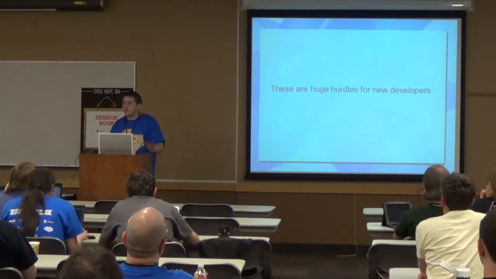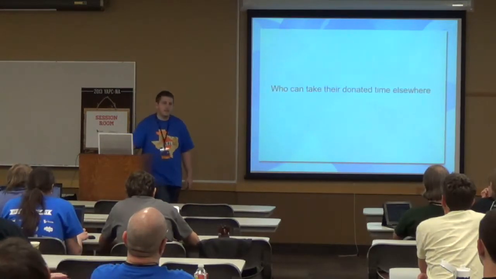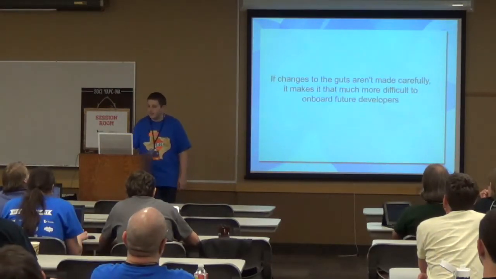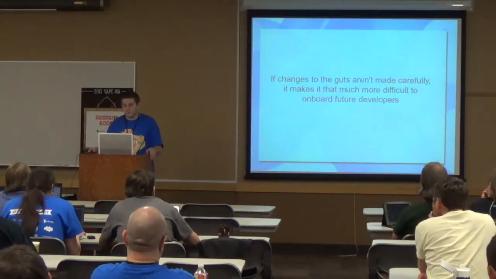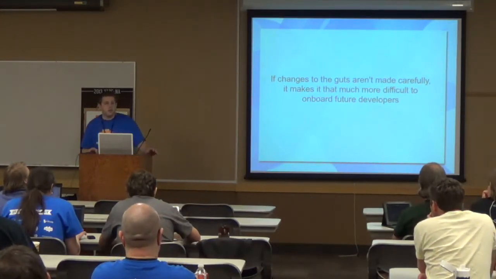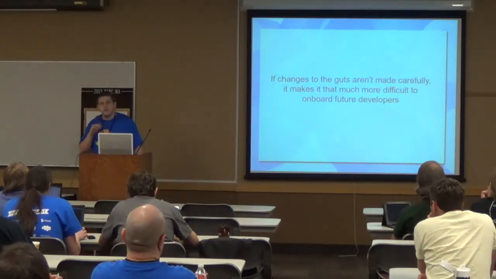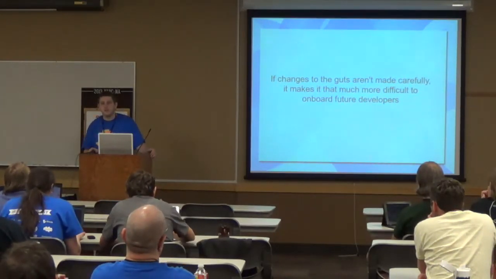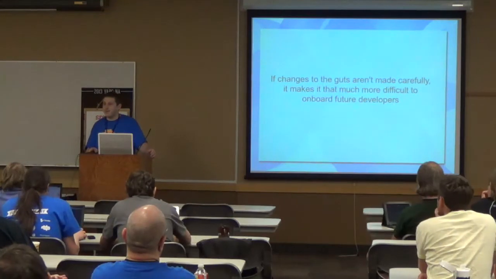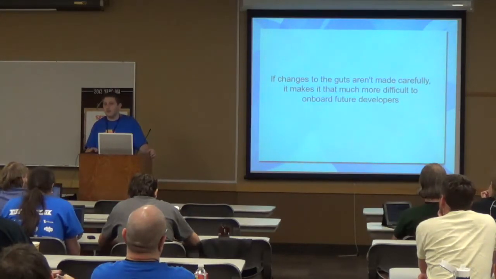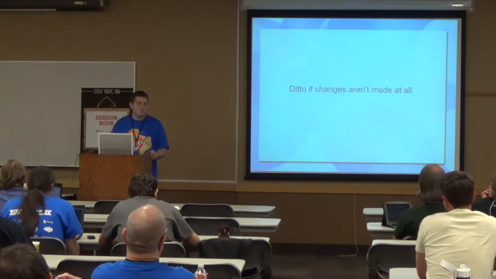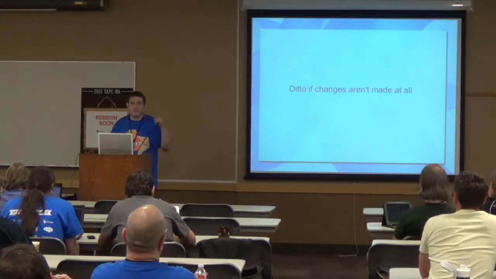So these are huge hurdles for new developers who can take their time elsewhere. And if we don't make changes to the guts carefully, we can make it that much more difficult to bring on future developers. So if I put something in core to support signatures, and I make that macro take 40 lines instead of 38, the next guy behind me is going to have an even tougher time trying to figure out what I broke, if I broke anything. But if we don't make any changes at all, we really are at that dead end.